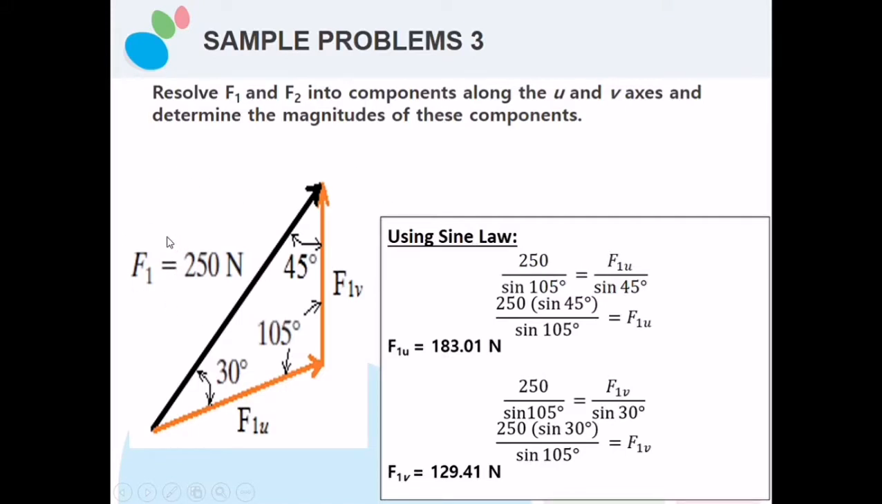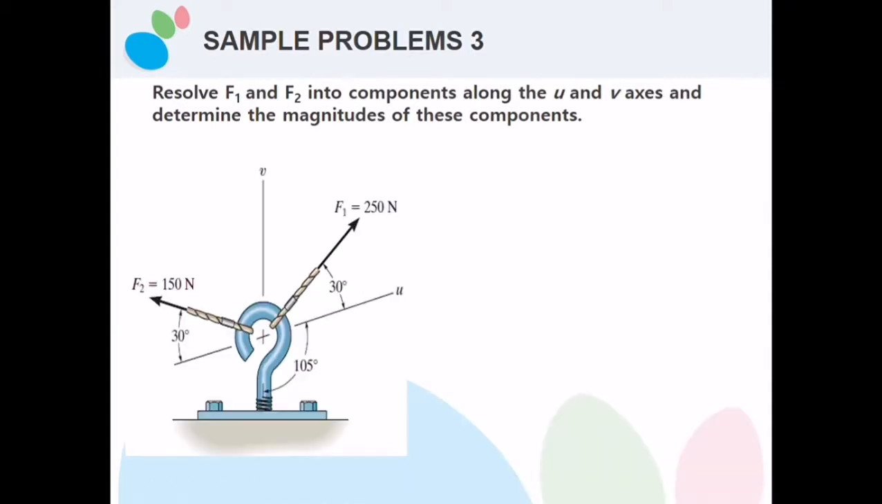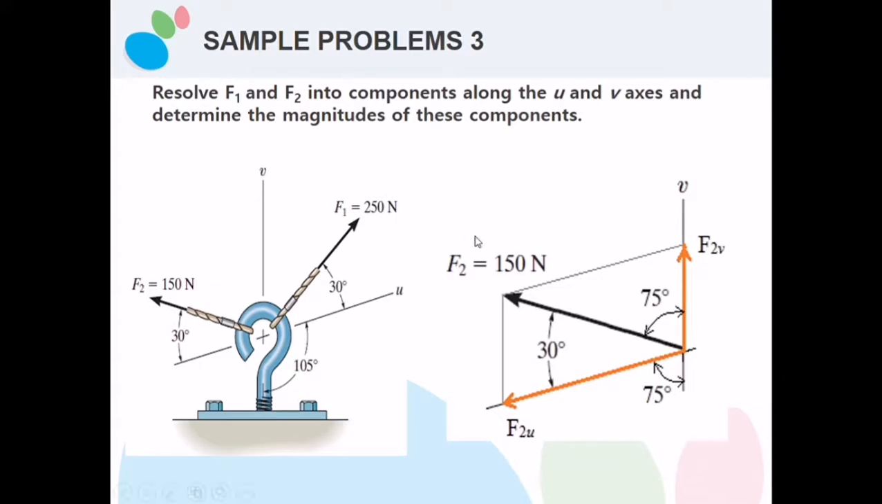Now, in the second part of our solution, let us solve for the u and v components for the second force, 150 Newton, which is already our resultant vector. Let us find its u and v components. First, let us draw its free body diagram, and we have it here. This is already the parallelogram law. Here is the v component, and this is the u component. In this free body diagram, let us identify the angles and where the v and u components and our resultant vector are. So we know that this is already our second resultant vector, F sub 2.